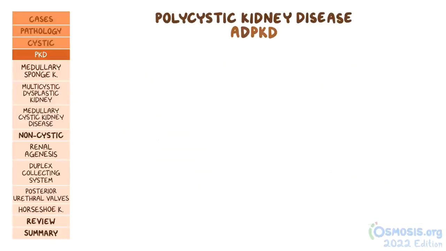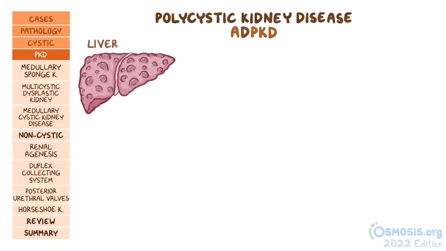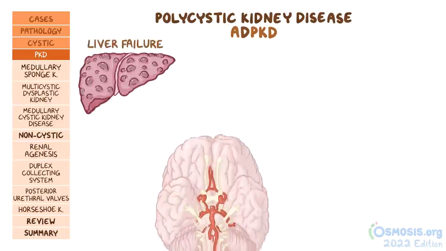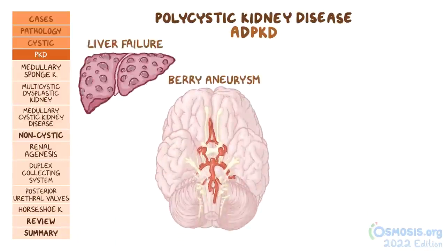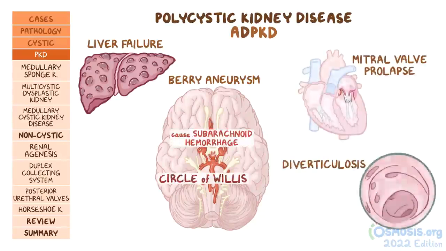Now, it's important to remember ADPKD affects other organ systems too. Individuals can have cysts pop up in their liver, which will lead to liver failure. They're also more likely to develop berry aneurysms in the cerebral arteries, usually in the circle of Willis. These can rupture and cause subarachnoid hemorrhage. Some individuals might also present with mitral valve prolapse or diverticulosis.